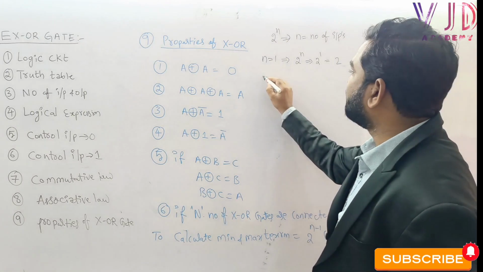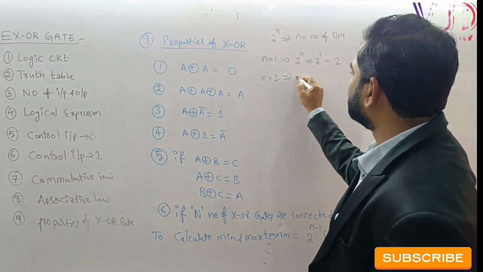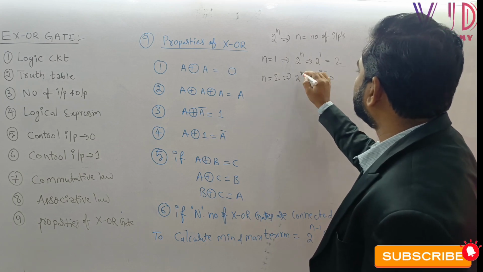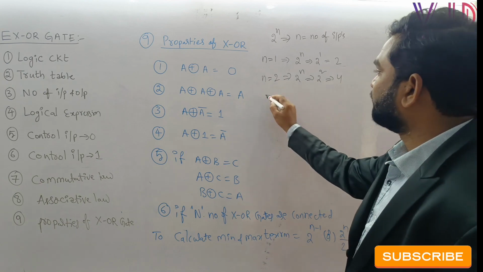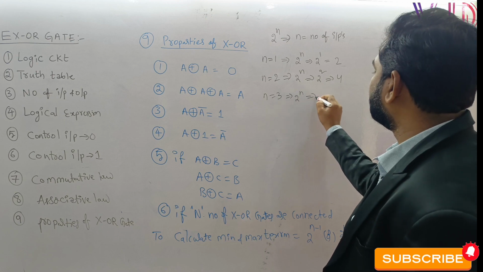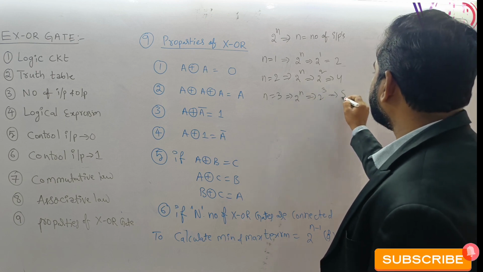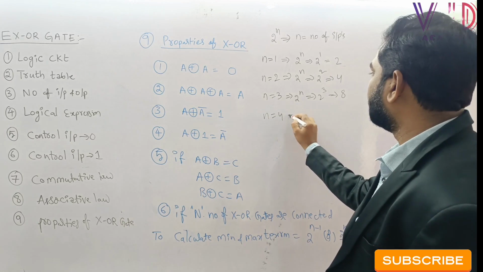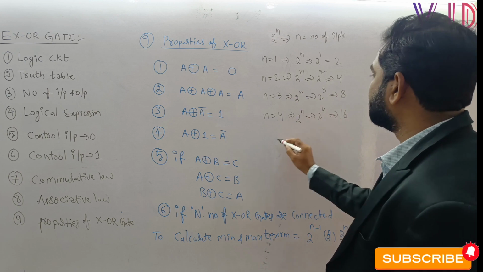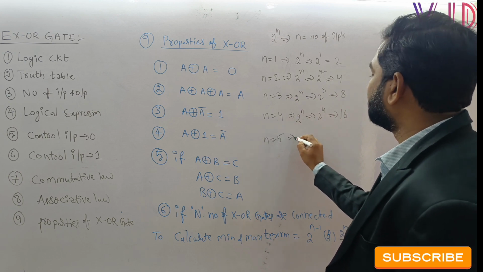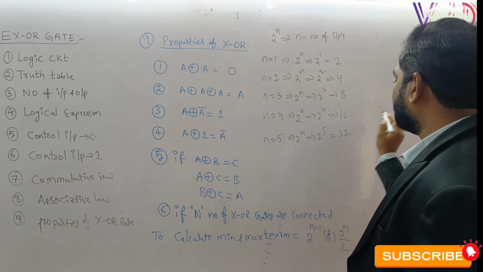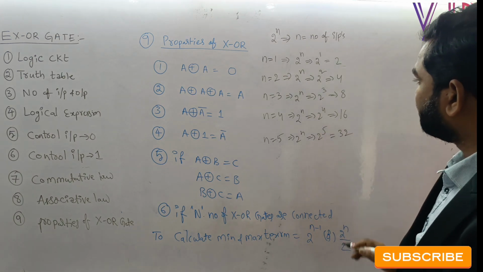When n equal to 2, 2 power n is 2 square, which gives 4 combinations. When n equal to 3, 2 power n is 2 cube, which gives 8 combinations. When n equal to 4, 2 power 4 gives 16 combinations. When n equal to 5, 2 power 5 gives 32 combinations. These are the available input combinations.